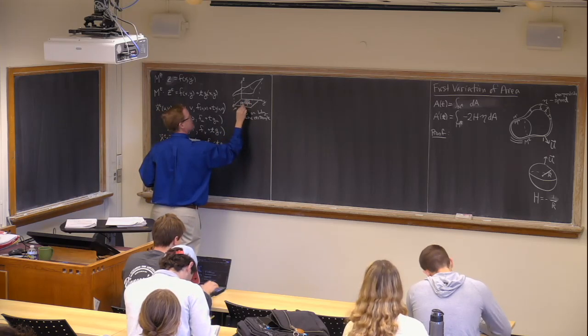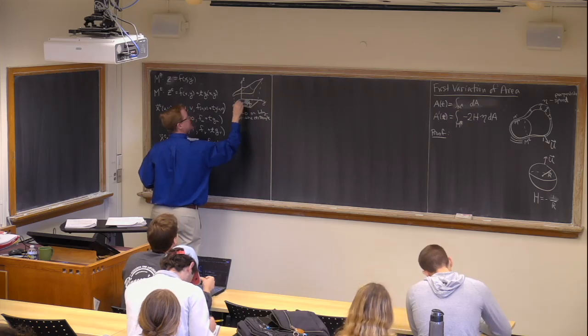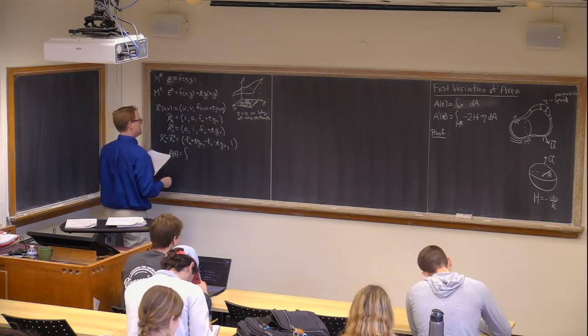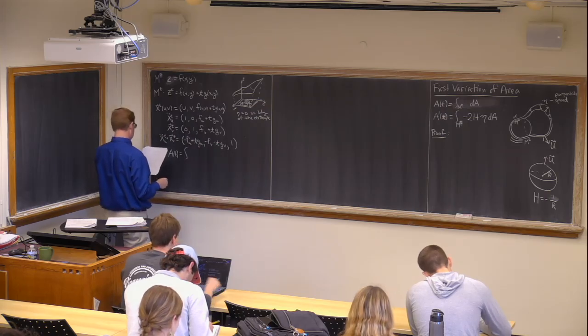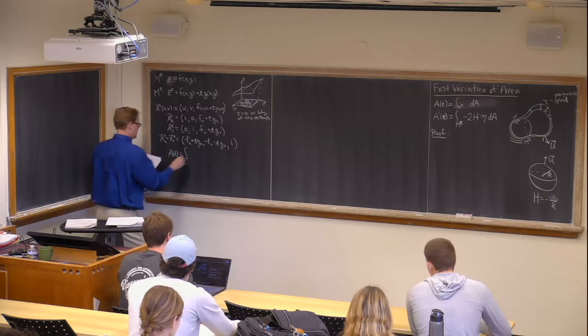Graph over this domain D. This is a rectangle as drawn. And the integral of A of t is the integral over D.